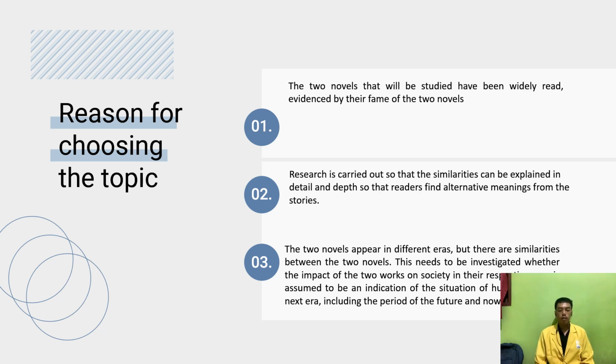Number 3. The two novels appear in different eras, but there are similarities between them. This needs to be investigated, whether the impact of the two works on society in their respective ages is assumed to be an indication of the situation of humanity in the next era.